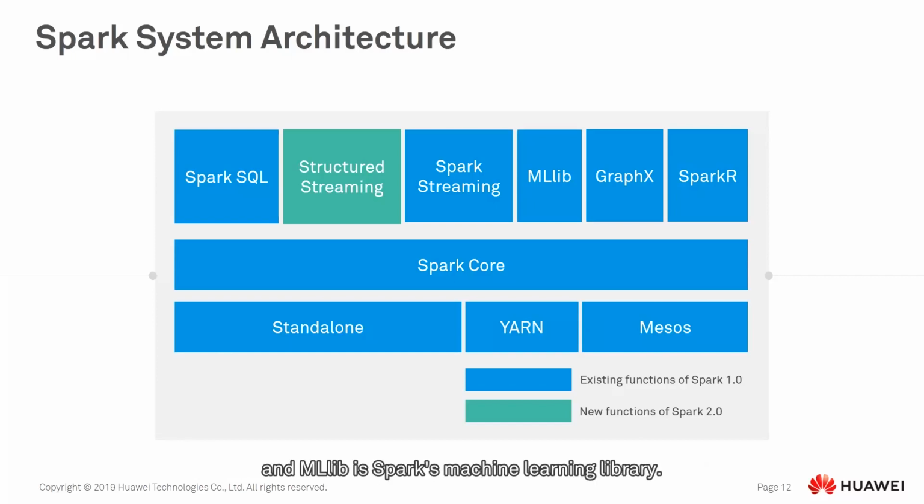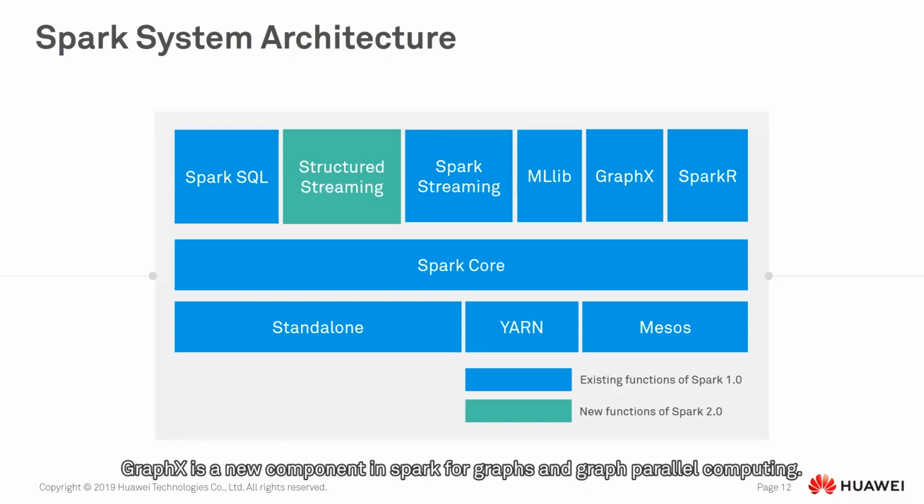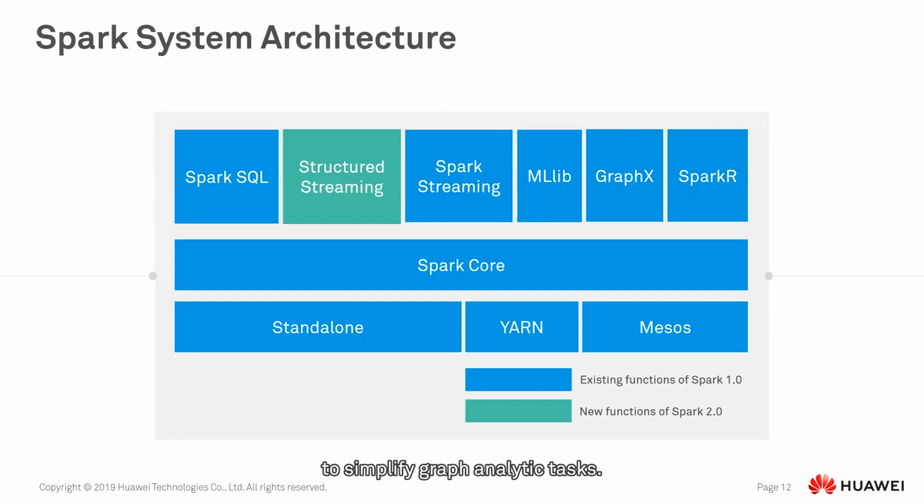And MLlib is Spark's machine learning library. Its goal is to make practical machine learning scalable and easy. GraphX is a new component in Spark for graphs and graph-parallel computing. GraphX includes a growing collection of graph algorithms and builders to simplify graph analytics tasks.